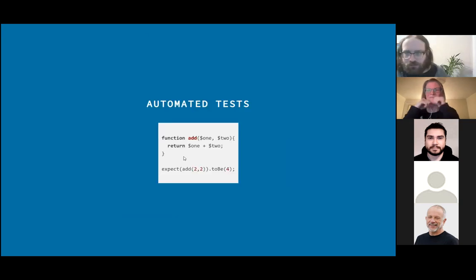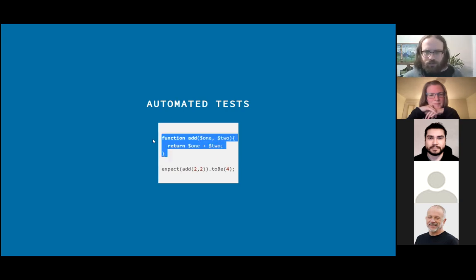This is a blank blue slide. And then let's switch to JavaScript. This is similar to the test that we looked at before, but this is JavaScript. So same kind of function here. And we're expecting the result of 2 + 2 to be 4, right? That's kind of what JavaScript tests look like when we're using Jest.